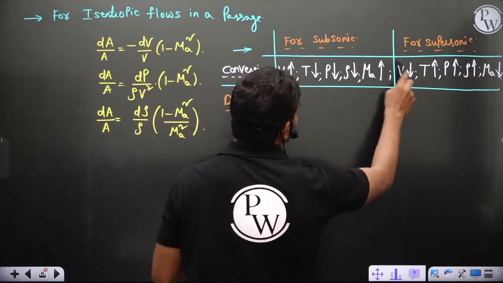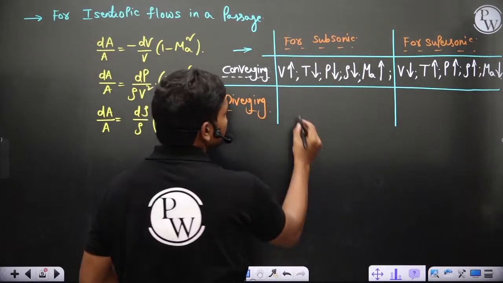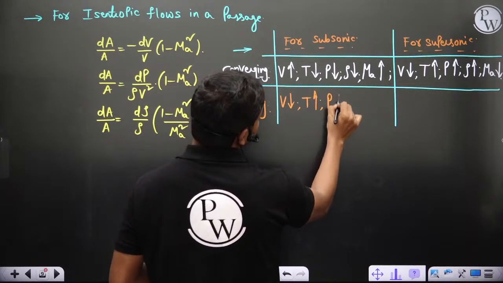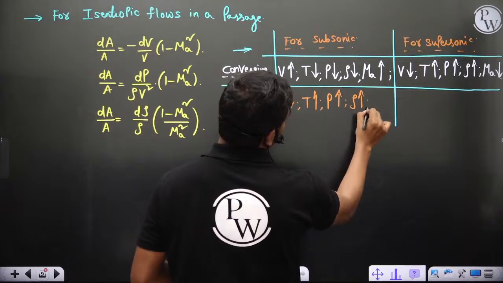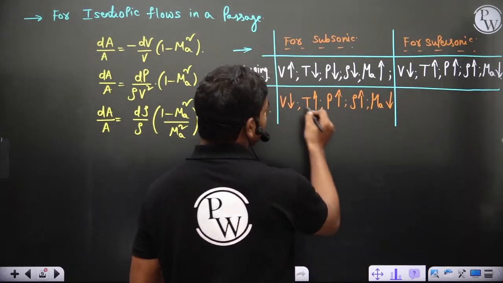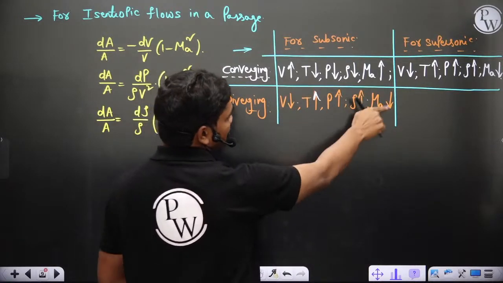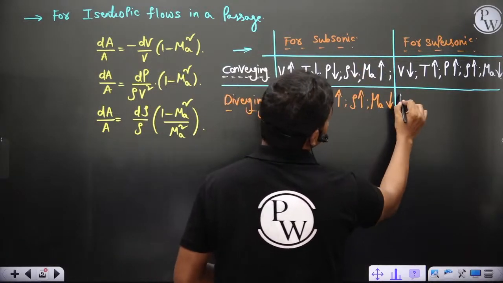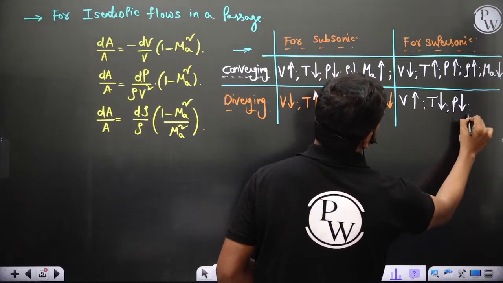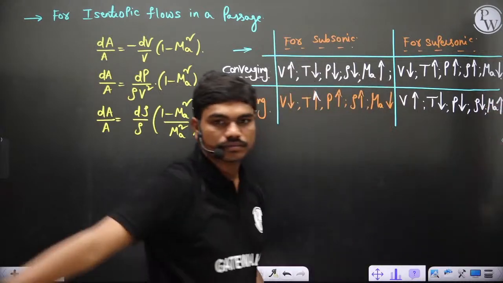Velocity decrease in the case of subsonic diverging will also come here. Similarly, all the other properties: velocity decrease, temperature increase, pressure increase, density increase, and Mach number decrease. Clearly, if velocity is decreasing and temperature is increasing, Mach will come down. And this set will repeat here: velocity increase, temperature decrease, pressure decrease, density decrease, and finally Mach increases. That's it.